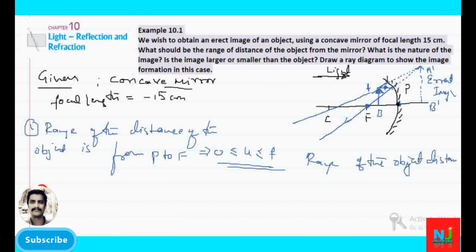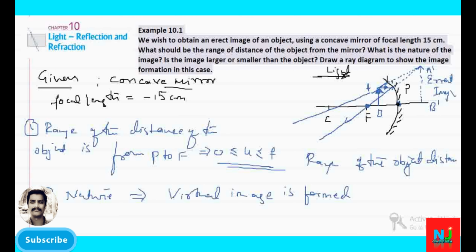What is the nature of the image? I already told you, the nature of the image is virtual. What type of image is formed? Virtual image is formed.